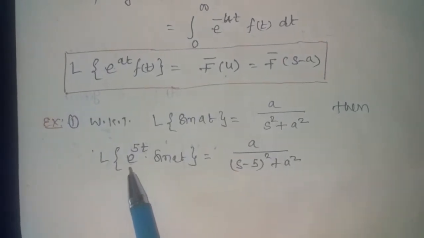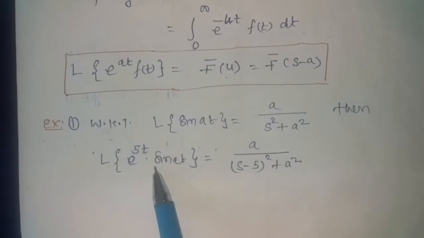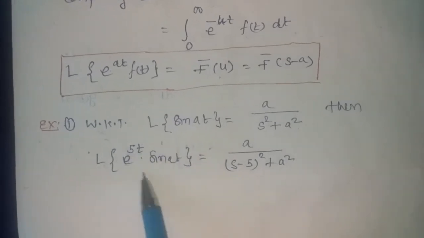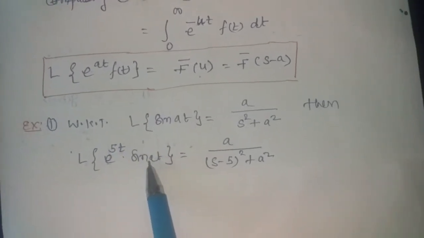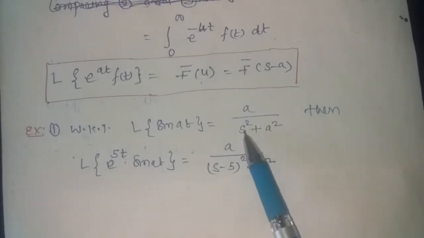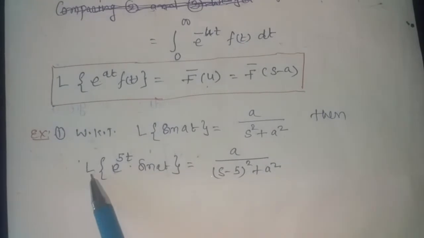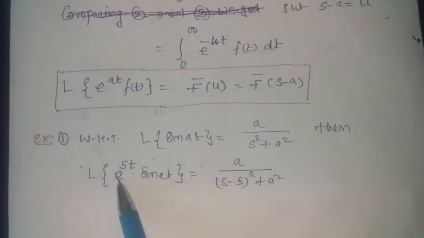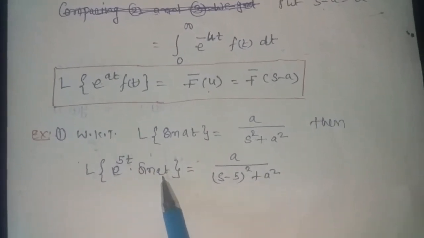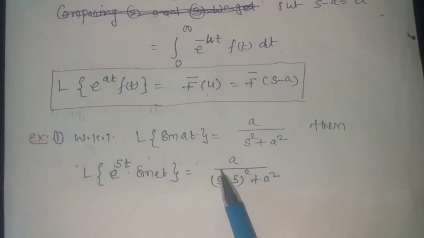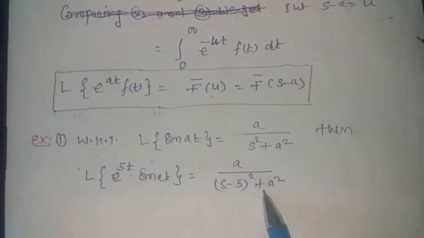So to find the Laplace transform of e power 5t into sin 8t, we apply the first shifting theorem and we replace s by s minus a. Here the value of a is 5. So we get the Laplace transform of e power 5t into sin 8t as 8 upon s minus 5 whole square plus 8 square.